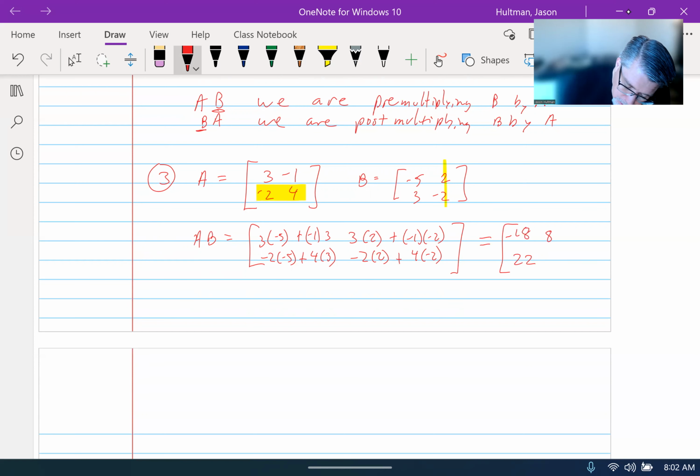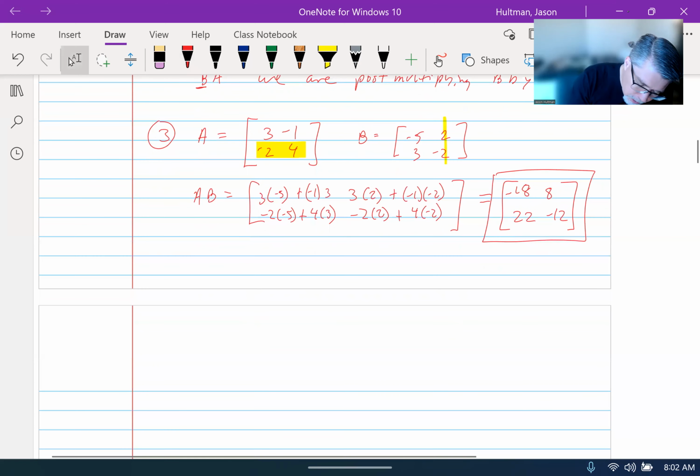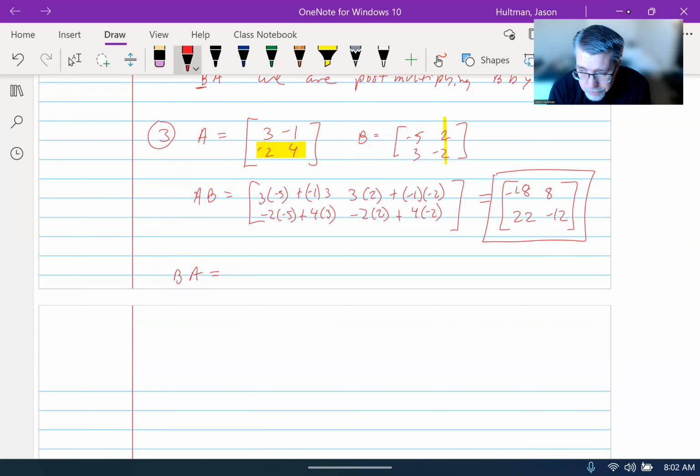And then the next one is -4 plus -8, the last one, and so that's -12. Okay, so that's what A times B is. Okay, let's do B times A, just to show that this is not commutative. Now, do the dimensions work? Yeah, the dimensions work because we're just multiplying 2 by 2 matrices.